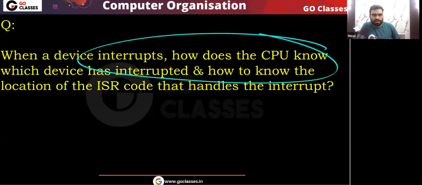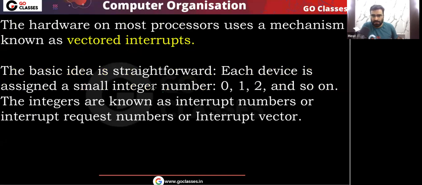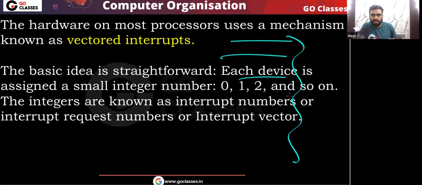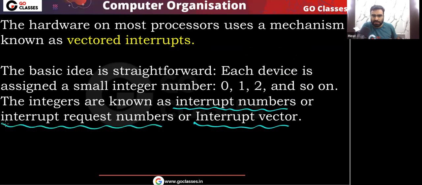So, very simple. If you want to find out which IO device has sent the interrupt signal, you can use the vectored interrupt concept, basically the interrupt vector concept. What is this concept? It is very simple. There are many different types of interrupt, and from every IO device an interrupt signal can come. For every different type of interrupt, we give a unique identification number. This unique identification number is called the interrupt vector, or interrupt number, or interrupt request number. Is this clear?